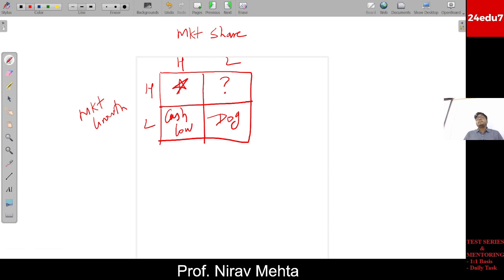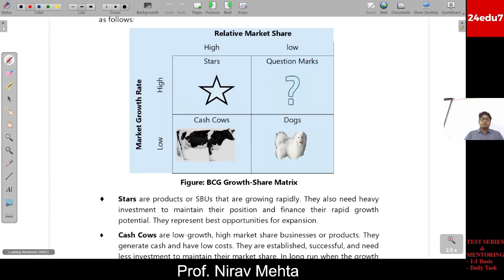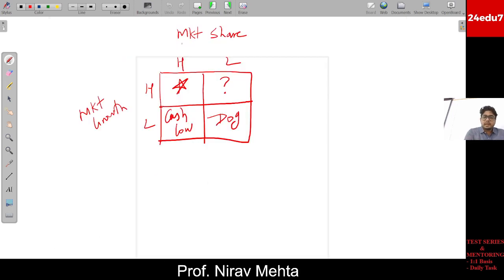This can be used for multiple businesses or a business having multiple products. So this can be used by any company. Very, very important matrix, BCG matrix. Now listen here. BCG growth share matrix. Now why is it called growth share matrix? Because if you see here, what I have drawn here, market share. What I have drawn here, market growth. I have written market. So growth share matrix.